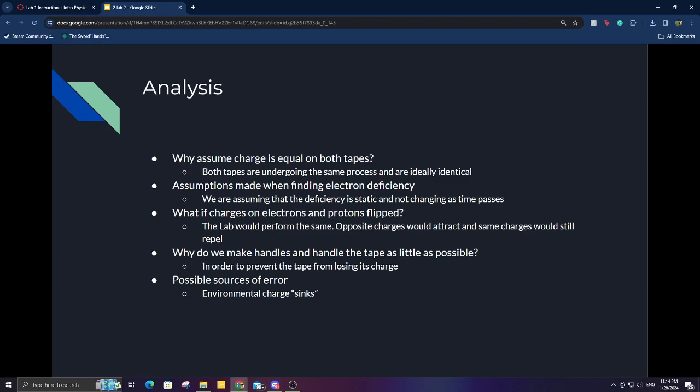If electrons and protons were to flip, it is likely the results of the lab remain mostly identical. Same values would still continue to repel each other, while opposites would still attract.